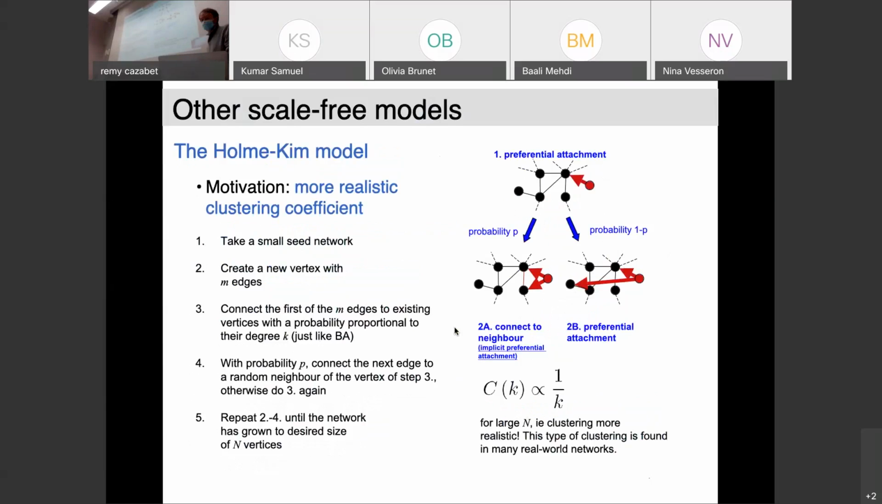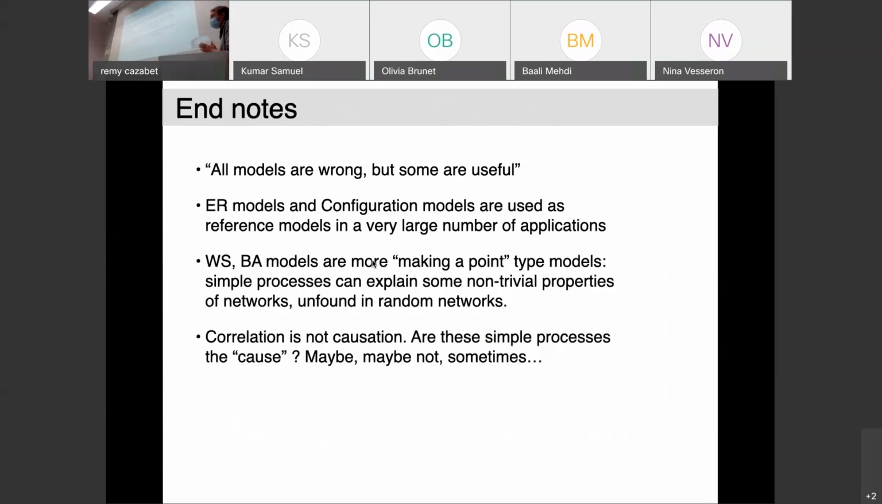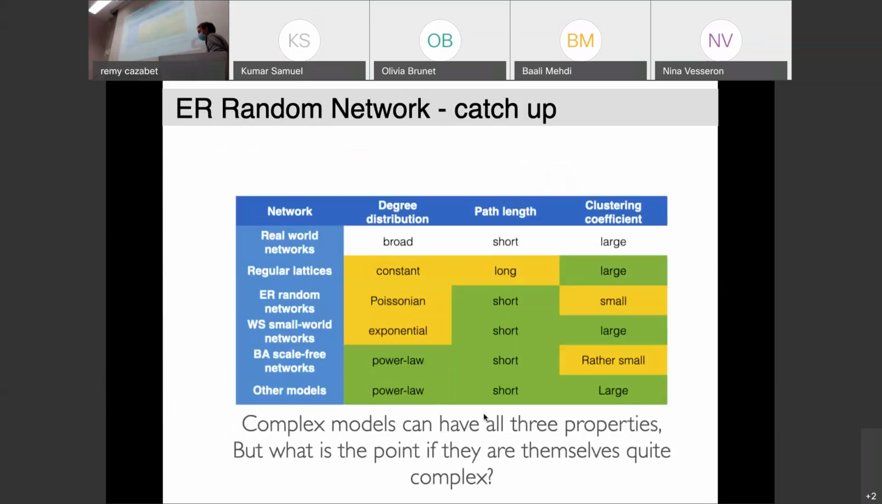There is also the Holme-Kim model, which was introduced to have a more realistic clustering coefficient. And yeah, that's all. So what you see is that you can have other models that have all three properties, but the question is, what is the point? Because now you have defined some random model, which is quite complicated.